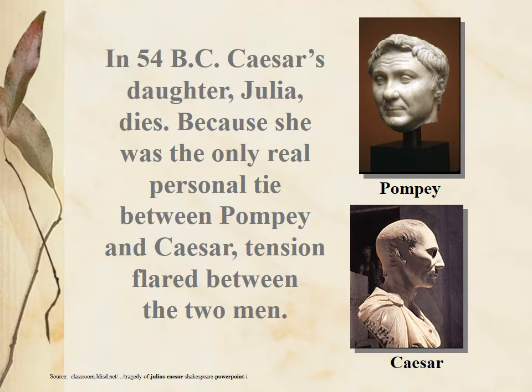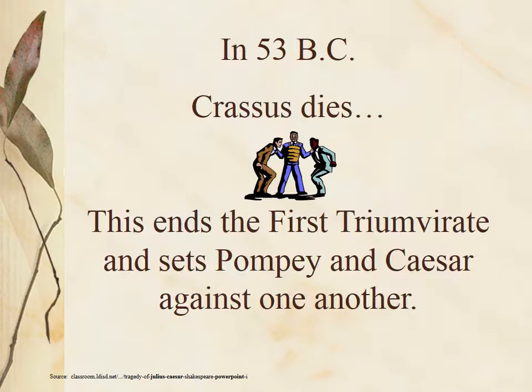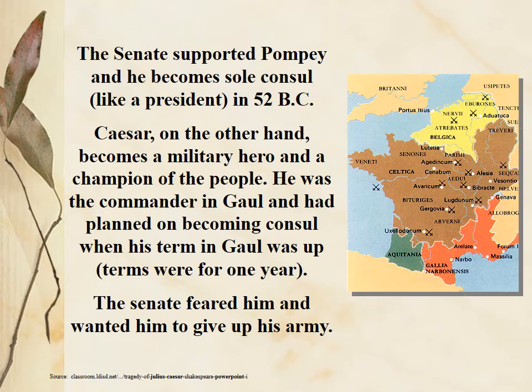So in 54 BC, Caesar's daughter, Julia, dies, and she was actually married to Pompey. Because she was the only real tie, personal tie at least, between Pompey and Caesar, tensions started to flare between the 2 men. So in 53 BC, Crassus dies, and this ends the first triumvirate and sets Pompey and Caesar against one another. And of course, it's about power. The Senate supported Pompey, and he becomes a sole consul, like a president, in 52 BC.